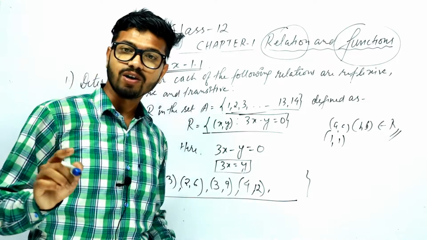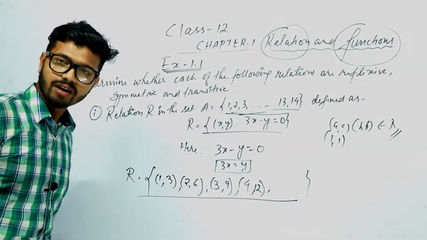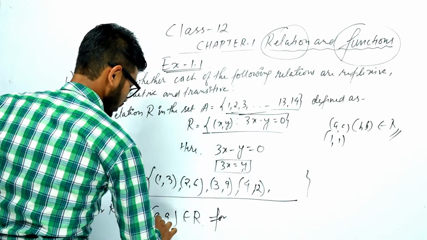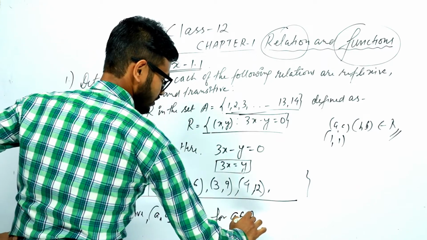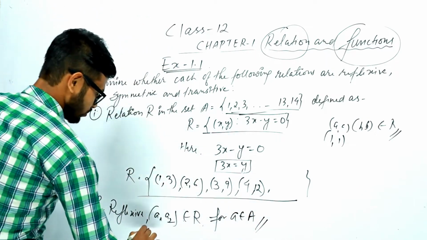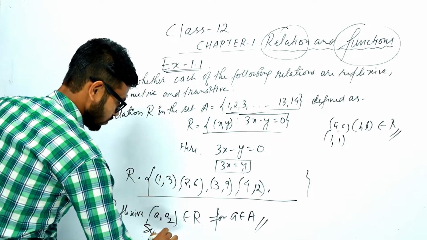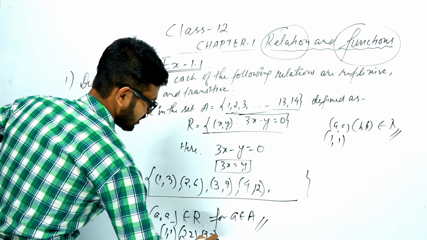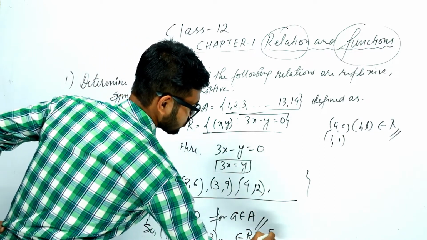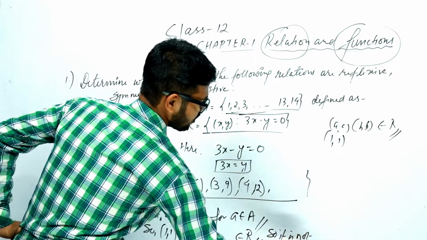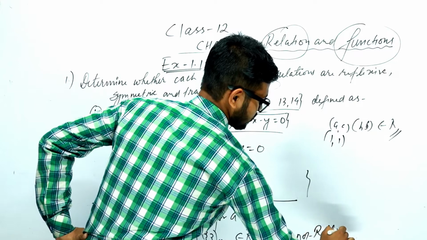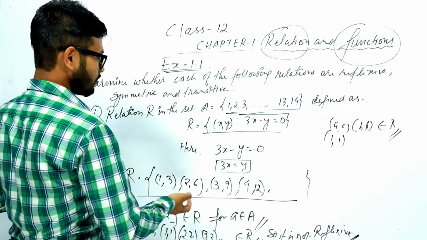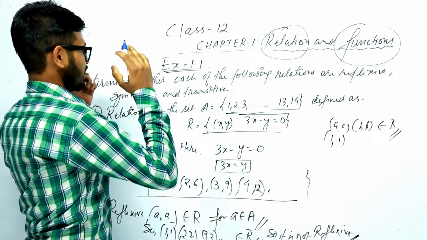Do you remember that statement? What does the reflexive relation say? (a, a) should belong to R for all a belonging to A. So here (1, 1), (2, 2), (3, 3) do not belong to the relation. So it is not reflexive. I hope you got it. So what you come to know is that this is not a reflexive relation.